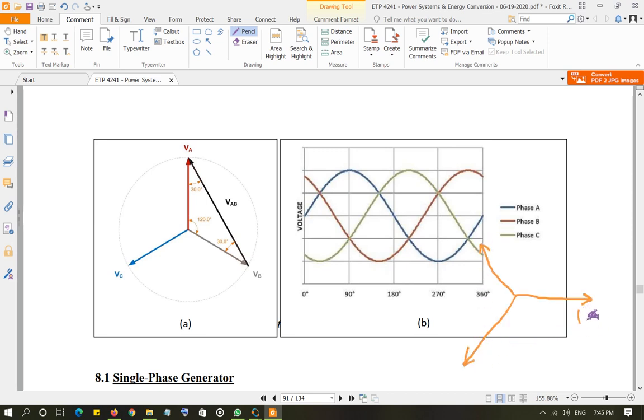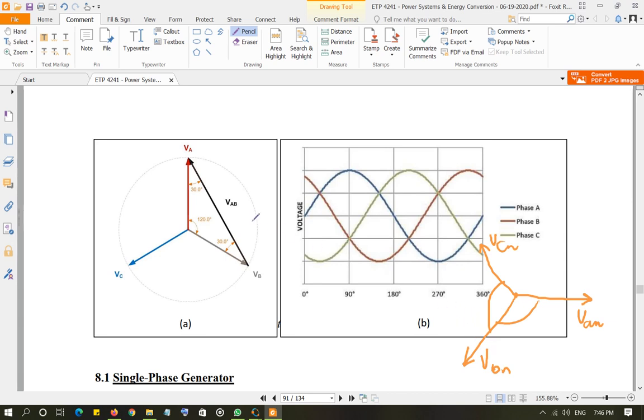This is your phase A, we call it VAN. N is the neutral, as we're going to discuss soon. This is phase B, VBN, and this is phase C, VCN, as you can see over here as well, right? Now each of these phases are 120 degrees apart from each other. So the phase difference between each of the phases is 120 degrees.